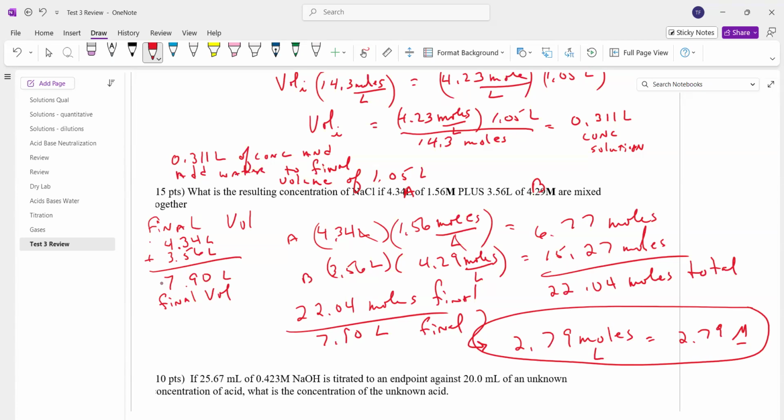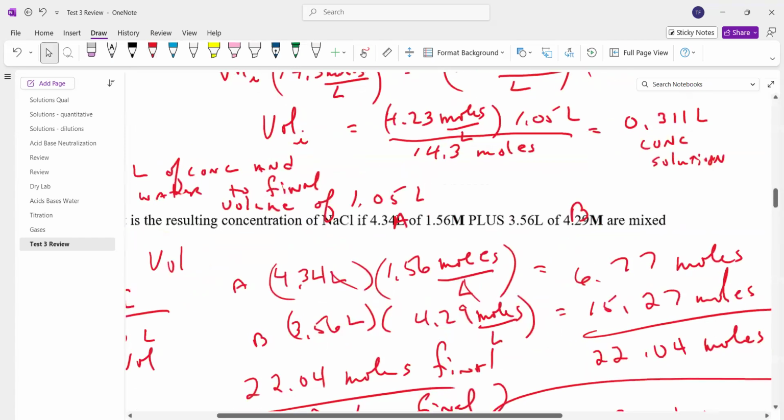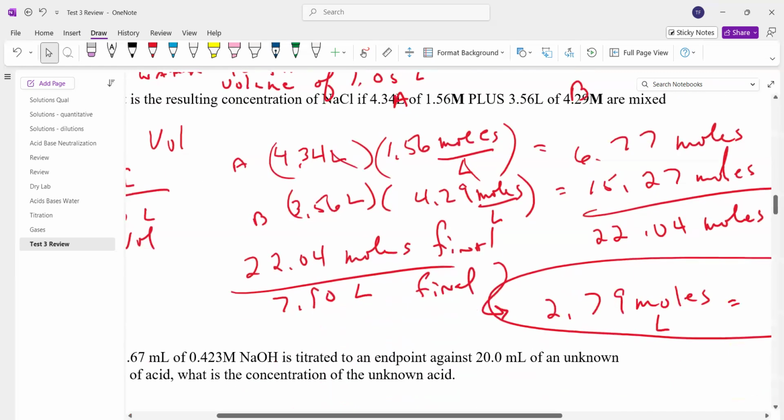Now, it's got to be intermediate. Let's see if that answer makes sense. We're starting off with a 1.56 molar concentration and a 4.29 molar concentration, and approximately the same volumes. So basically, what we're doing is diluting the concentrated one down a little bit with the dilute one. So our answer should fall between 1.56 and 4.29. And it does.